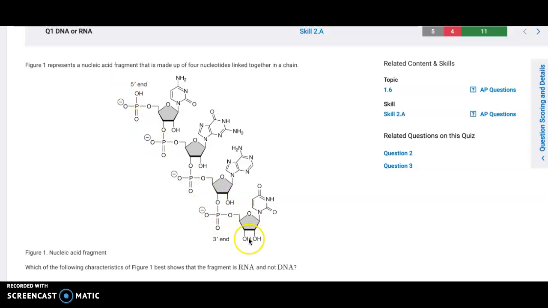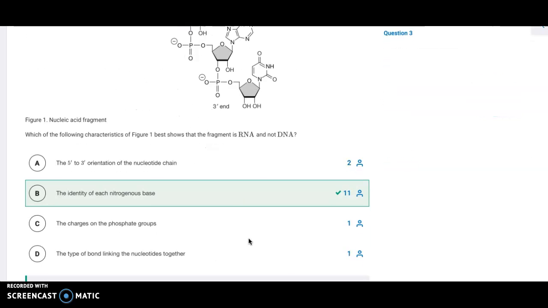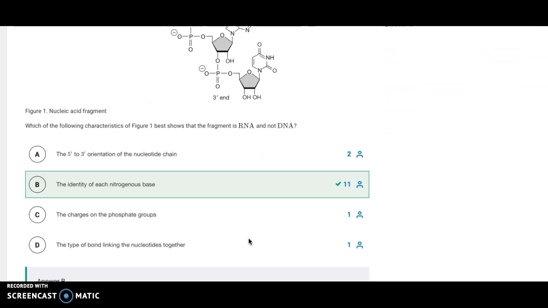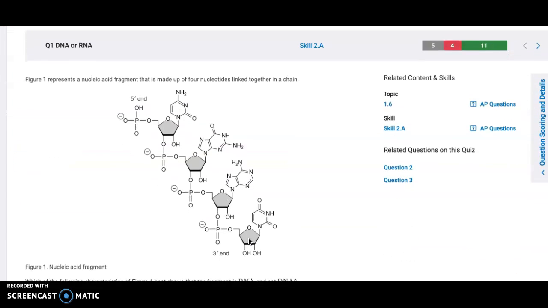So there's a 5' end and a 3' end. And that's important to remember. You need to be able to identify that and know what it means. Because later on we're going to trace the direction of how DNA is read and put together and things like that by tracing the direction of the 5' to 3'.